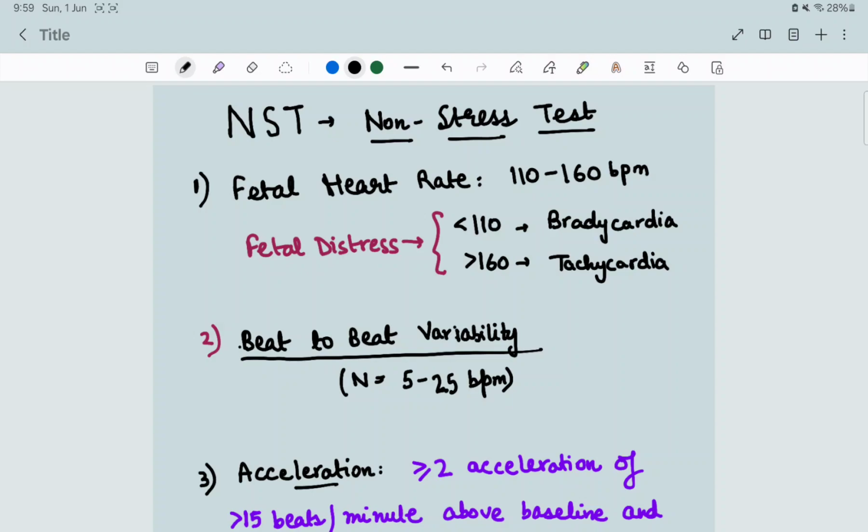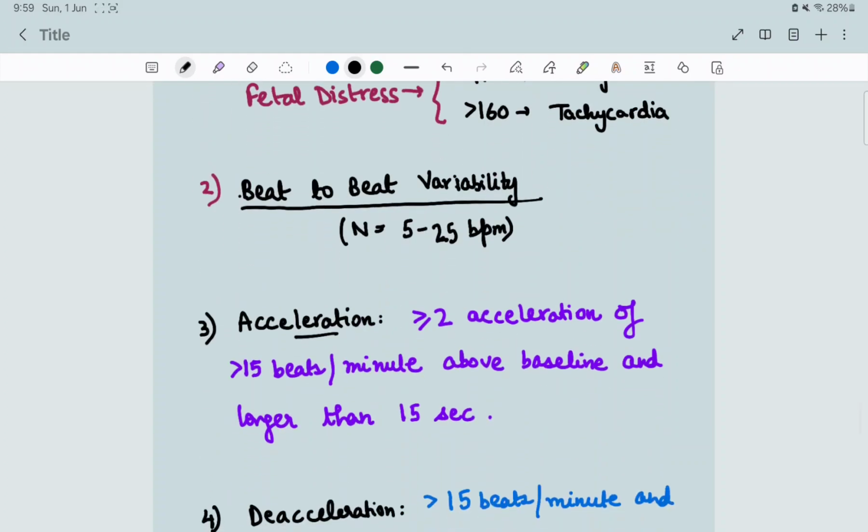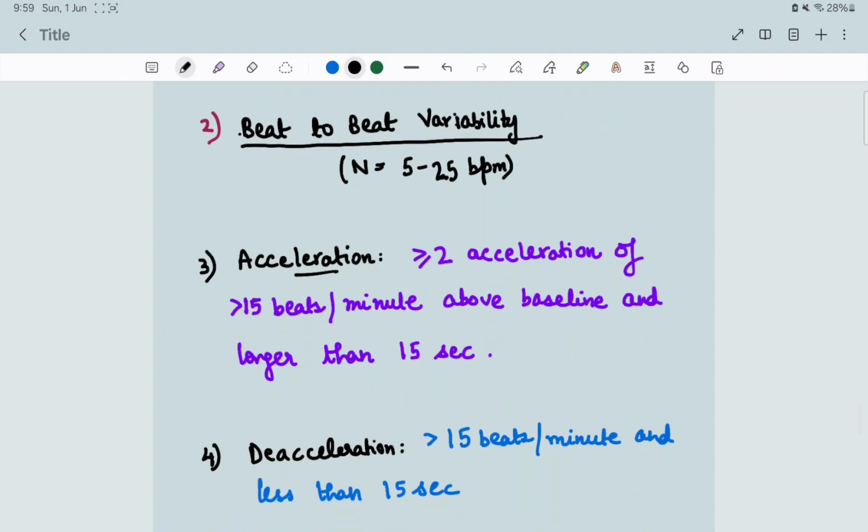Second, beat to beat variability, that there should be a beat to beat variability and the value of it lies between 5 to 25 beats per minute. What is acceleration? There should be at least 2 accelerations of more than 15 beats per minute above the baseline, which should last longer than 15 seconds. Deacceleration, more than 15 beats per minute and it should last less than 15 seconds. So these are all the parameters which we see in NST.